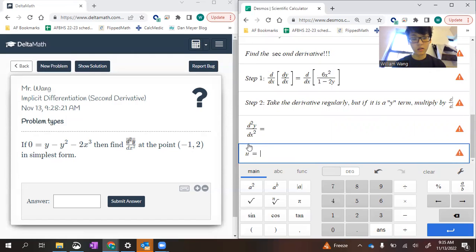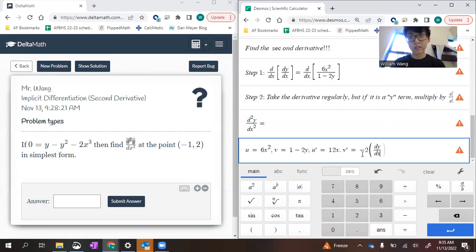U is equal to what? U is equal to 6x squared. V is equal to 1 minus 2y. U prime is equal to 12x. And V prime is equal to, well, the derivative of 1 is 0. The derivative of negative 2y would be negative 2. However, remember, this is all implicit differentiation. It's not just negative 2, it's negative 2, and I need to multiply by dy over dx. That's the key. Right. Cool.